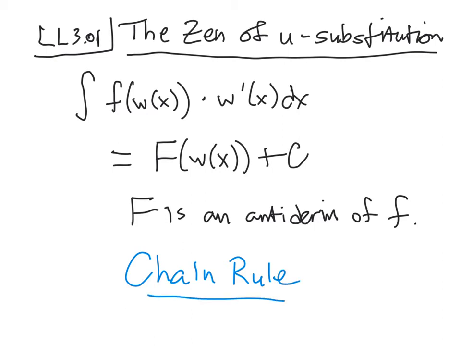But if we're going to use substitution as a strategy, we're going to have to get good at identifying what is the right choice of w, what is the right choice of w prime, that of course is linked to w, we don't get to pick it, and what is the right choice of f. So here's an example. I'm going to zoom out.